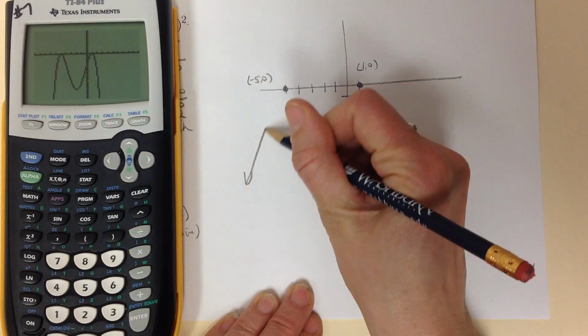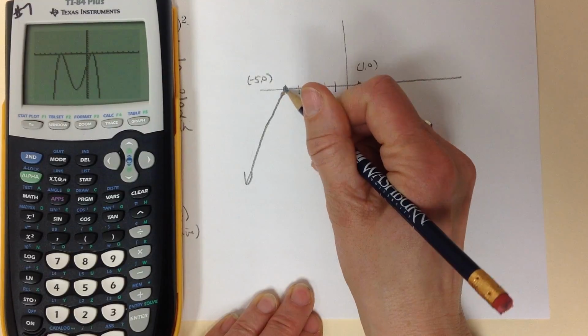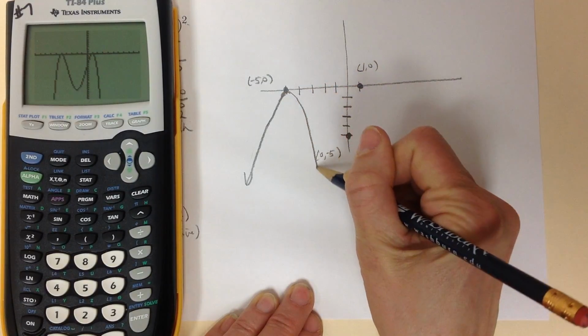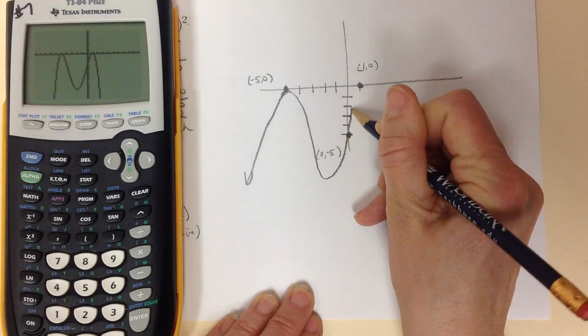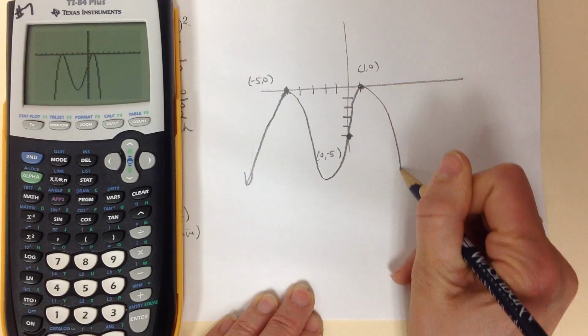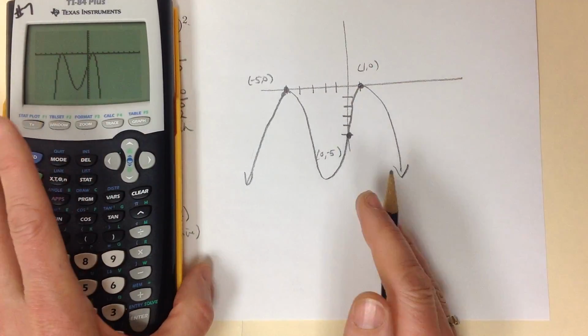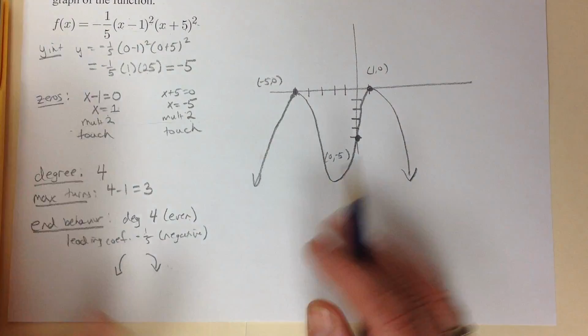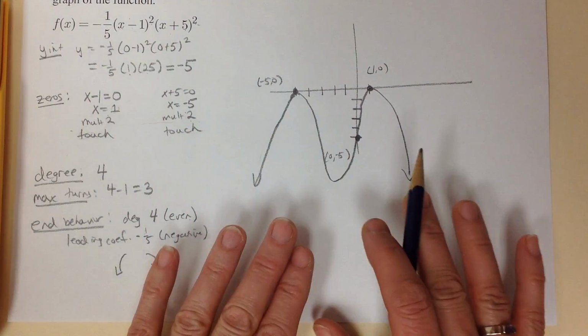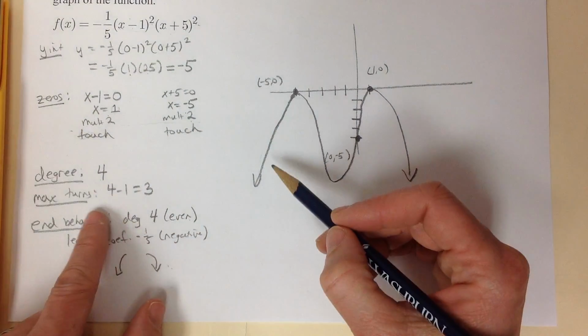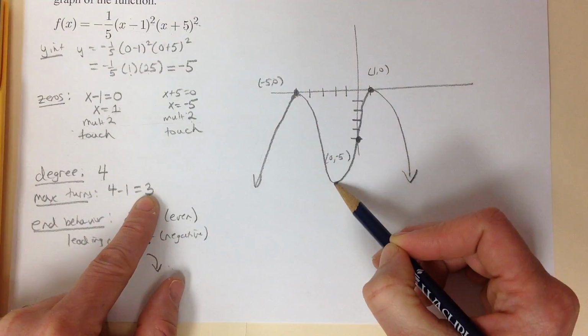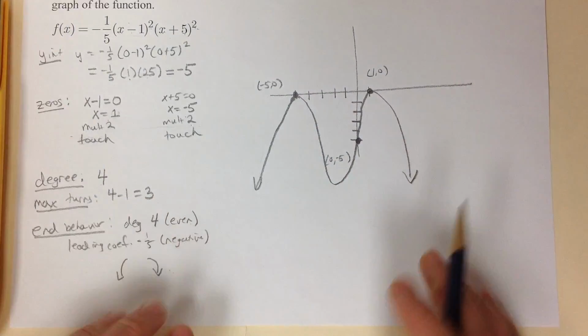I'm going to tie that together with everything that I've found. So it comes down here. Should be a smooth graph, not pointy. It should curve. But that exhibits all of the properties that we found. That's a good enough picture. We're not looking for anything great. And notice that it does actually have the 3 turns. It doesn't have to, but this one does.